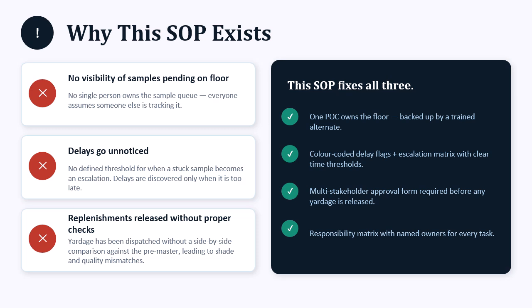Third, replenishment yardages were sometimes released without a proper side-by-side comparison against the pre-master fabric. This caused shade and quality mismatches that only showed up at the buyer stage. This SOP addresses all three, with a named owner for the floor, a clear escalation system, and a mandatory approval form before any yardage moves.